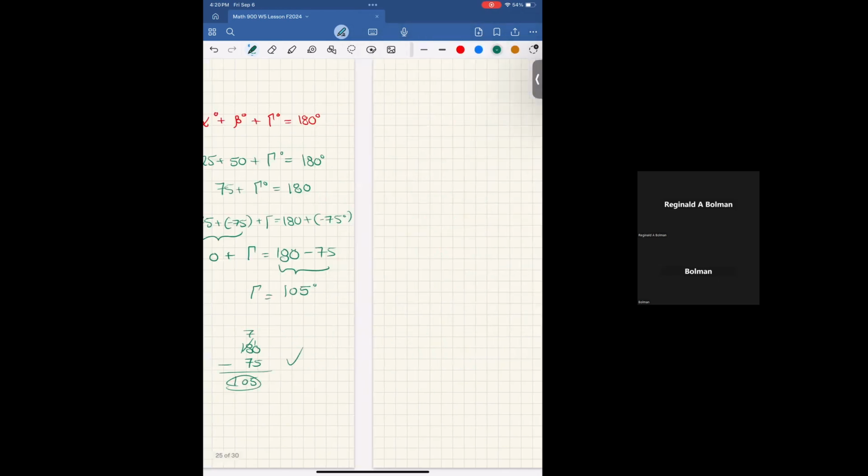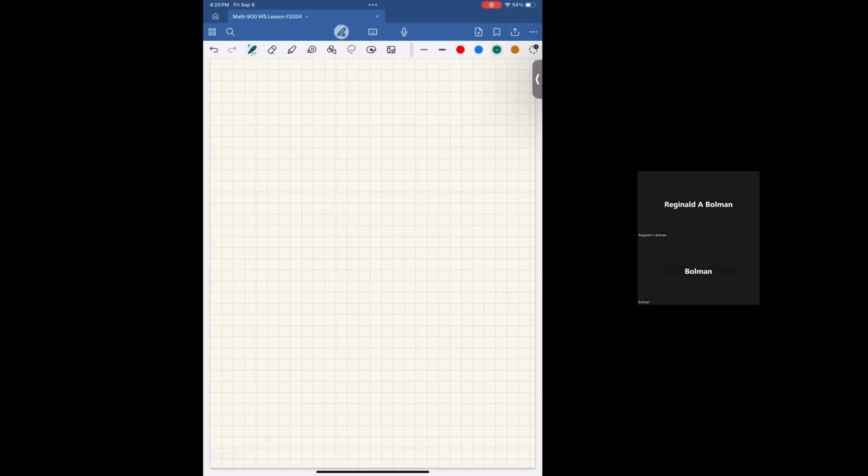Okay. So for the three word problems in the book, they're going to be some sort of variation of the following. So let's consider the following example.